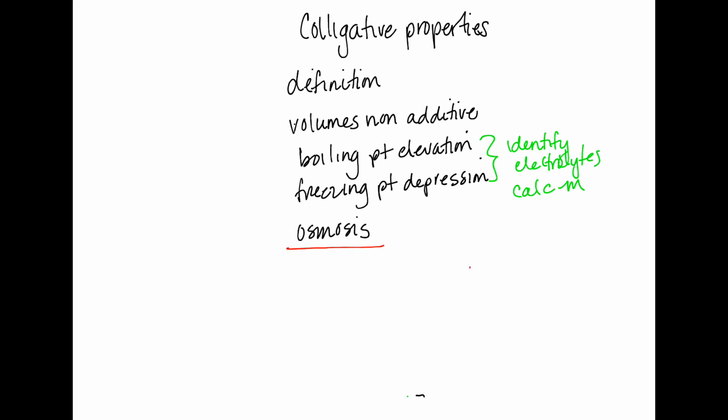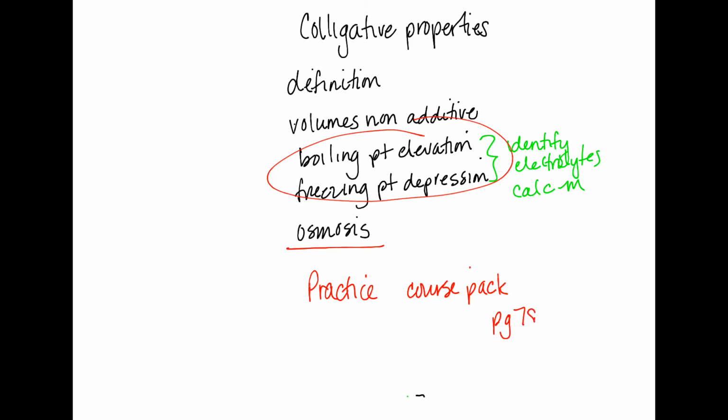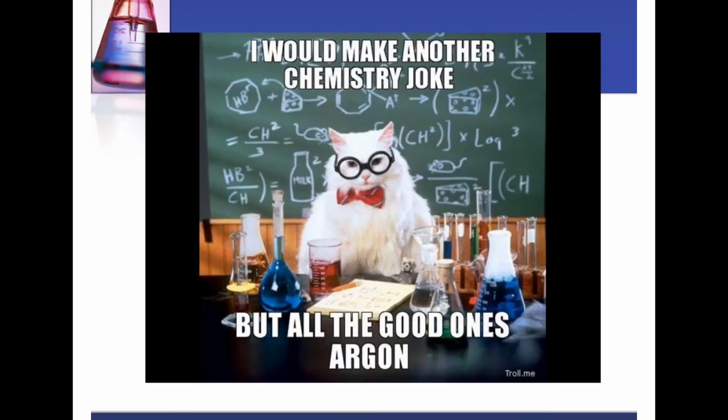Now, if you'd like some practice with these calculations, you can go to our course pack, and on page 79, page 81, and page 83, there are some worksheets called Colligative Properties. There's a Colligative Properties A, B, and C. So three different worksheets that you can practice with.